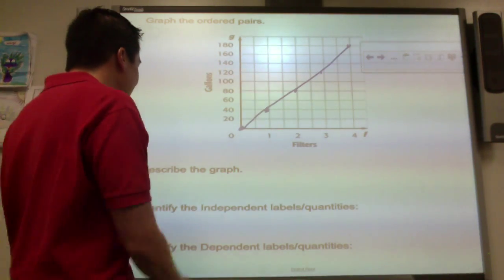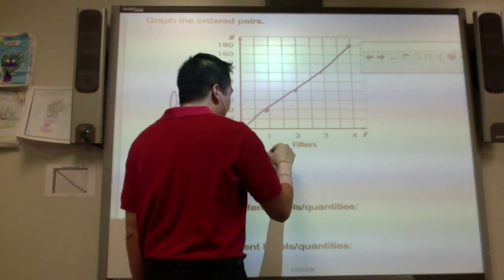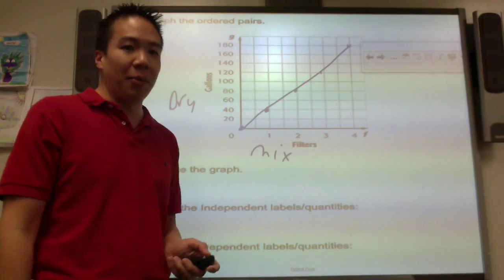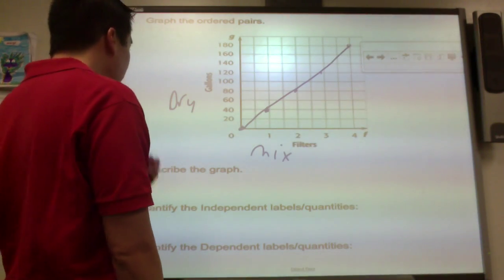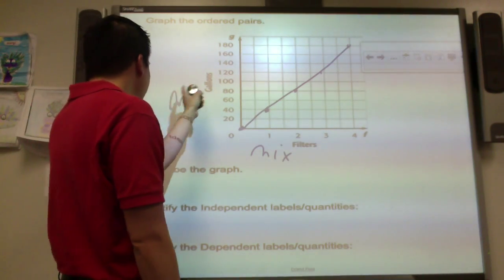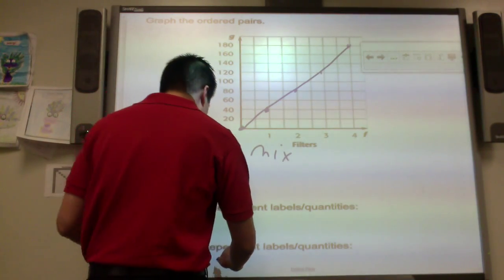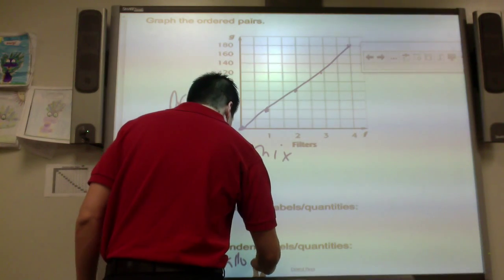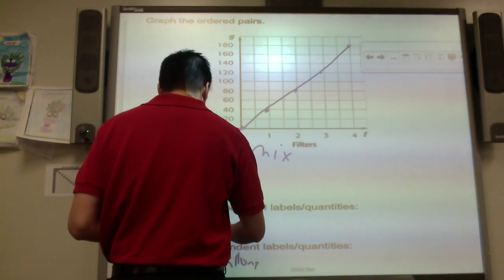Identify the independent and dependent. I remember DRY MIX. I'll be honest, I also have a problem of knowing that. So DRY MIX. This is the dependent. So the dependent is gallons. This is the independent, the filters.